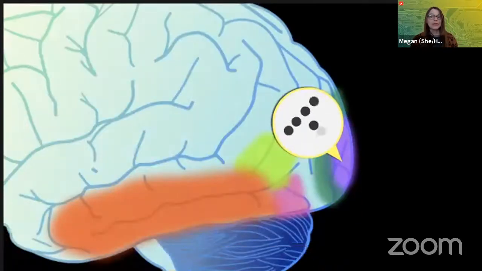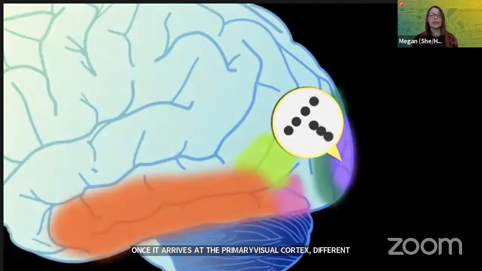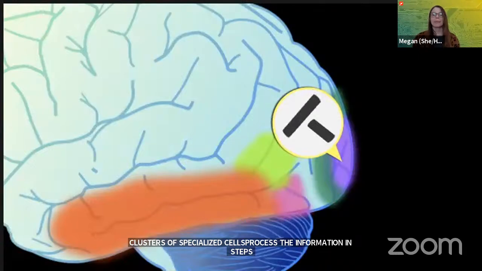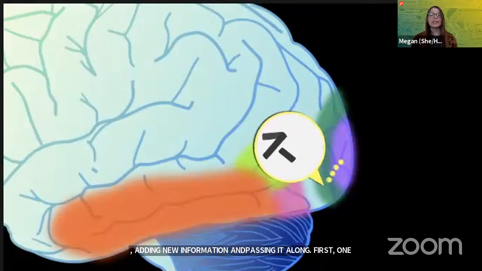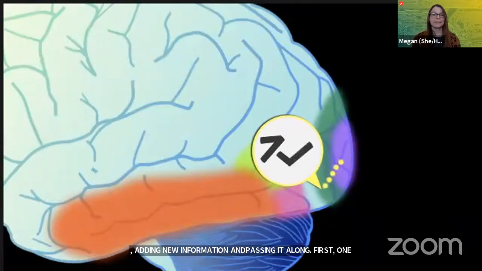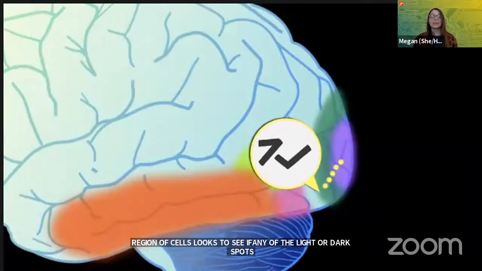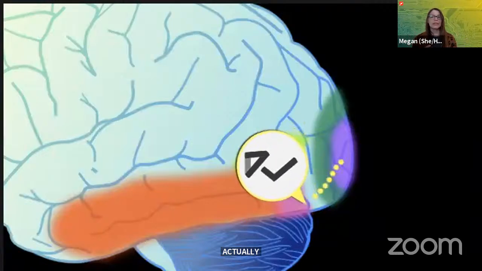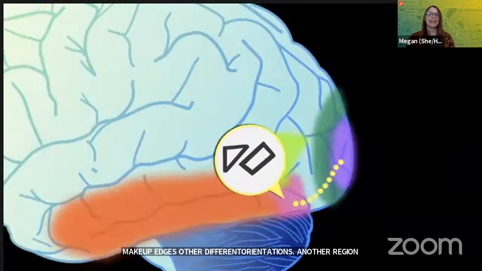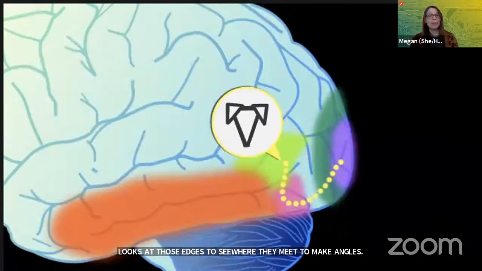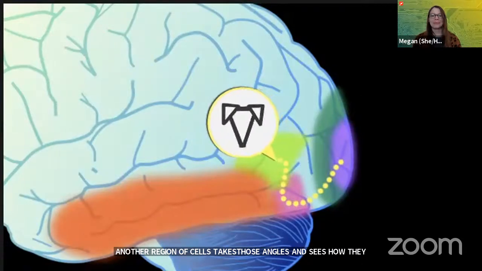First, one region of cells looks to see if any of the light or dark spots actually make up edges of different orientations. Then another region looks at those edges to see where they meet to make angles. Yet another region of cells takes those angles and sees how they fit together into shapes. And as the image goes through these steps, the brain builds up a more and more detailed image or idea of what it might be looking at.